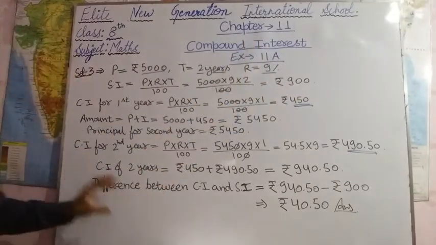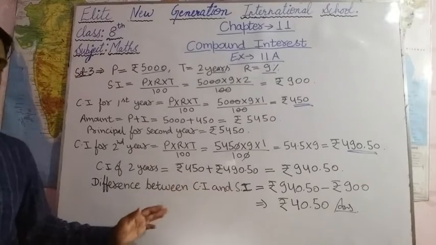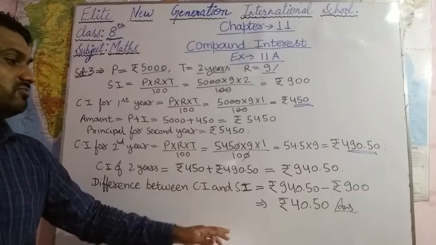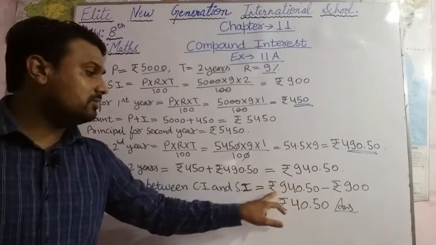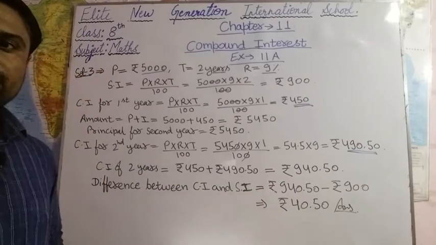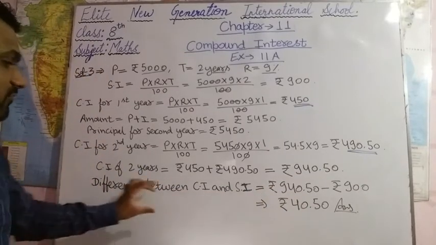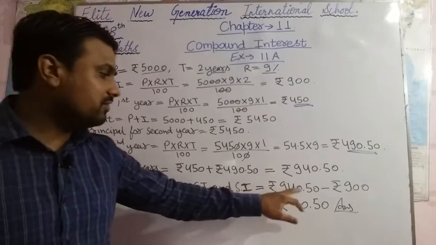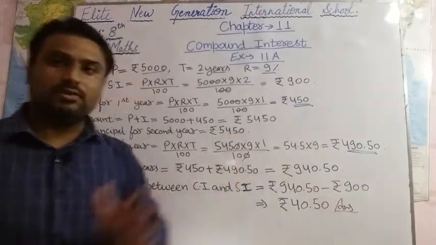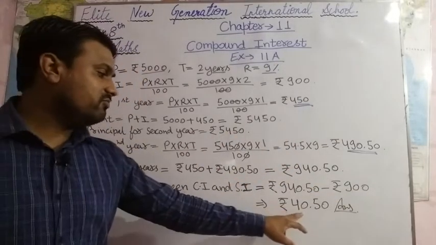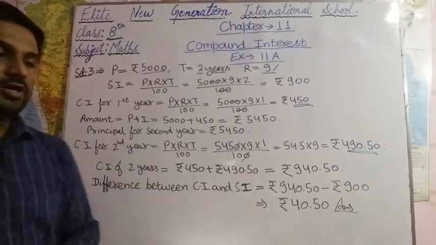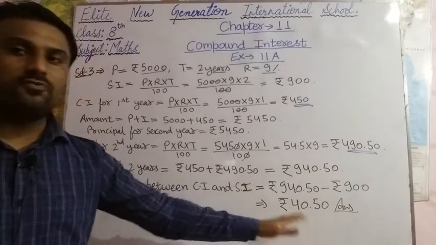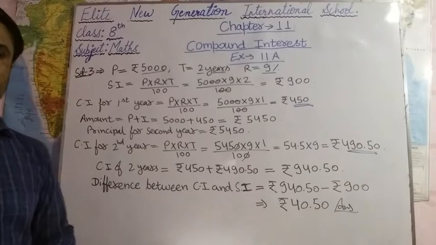So difference between CI and SI, or difference between compound interest and simple interest, will be 940.50 minus 900. So by subtracting it will be 40.50. So answer will be 40.50. Now after this, see next question.